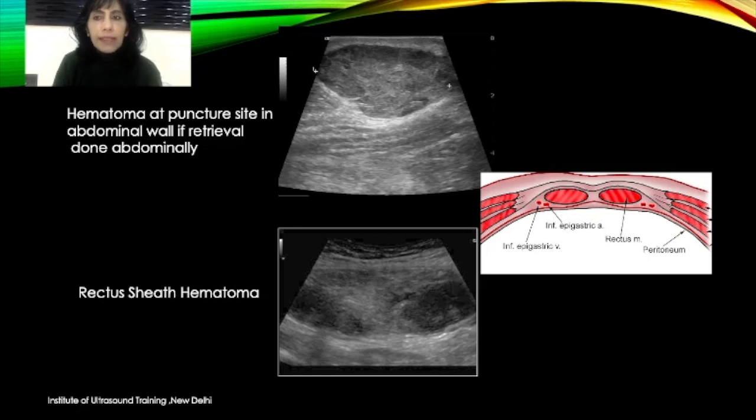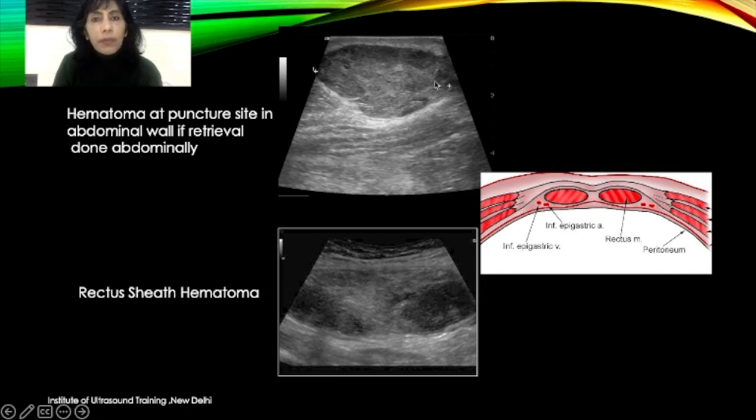Then there are minor ones. You don't need to be alarmed about them. You may find a hematoma at the puncture site in the abdominal wall if the retrieval was done abdominally. Most of the time, we are not going to do the retrievals abdominally. We are doing it transvaginally only. But sometimes, if the ovary is unapproachable through TVS, for example too adhered up anteriorly, then we do sometimes take the fluid through the anterior abdominal wall. In those cases, you may find a subcutaneous hematoma. In some rare cases, you may find a rectus sheath hematoma also.